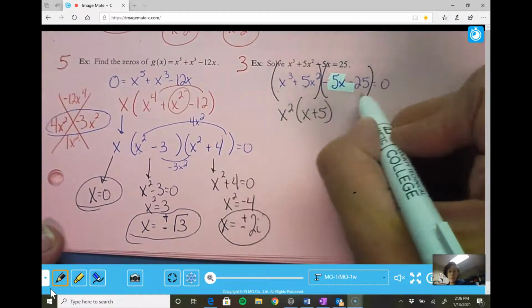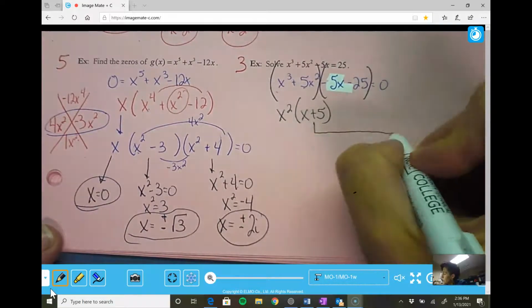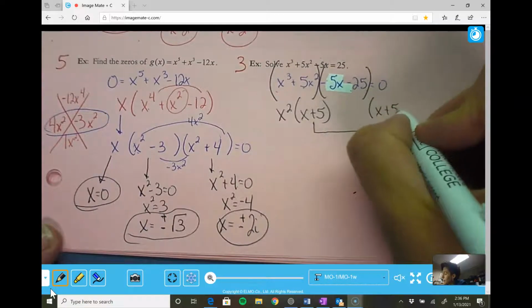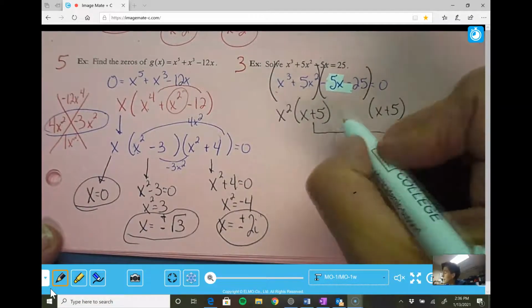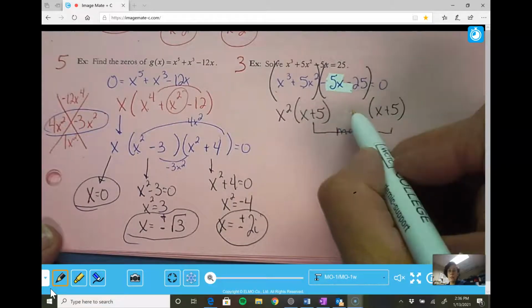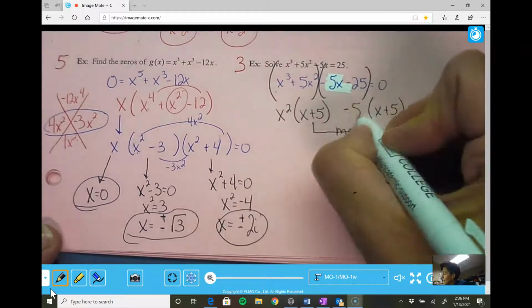So I'll do the same thing here, but it has to be very specific. So when I do take out a GCF, I need to make sure that what I'm left with is x plus 5. These have to match. And that will force you to take out a certain number. So what times x makes negative 5x? Well, that would be a negative 5.